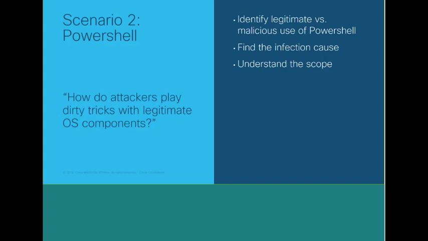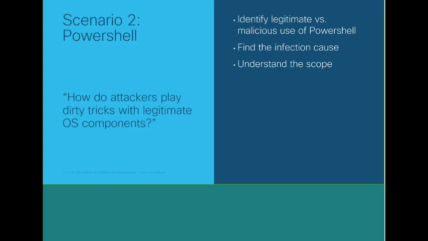Moving on to scenario 2. This one's about PowerShell. How do attackers play dirty tricks with legitimate operating system components? How are we going to find out? We don't even have an incident right now. We're just wondering. This sounds more like a threat hunt. Folks, this is a legitimate threat hunt. This is what a threat hunt looks like.